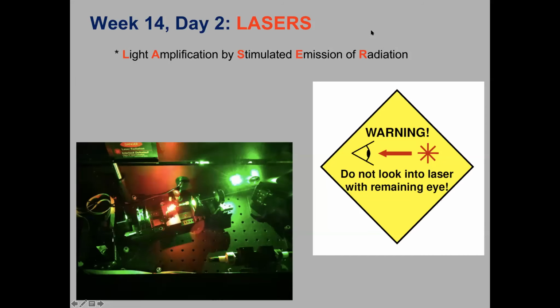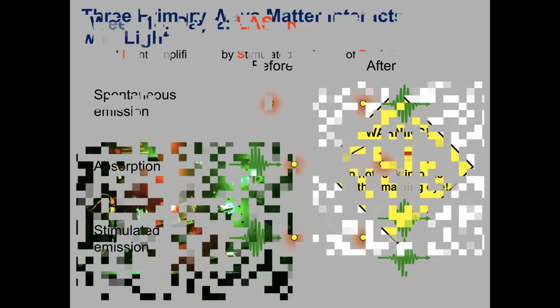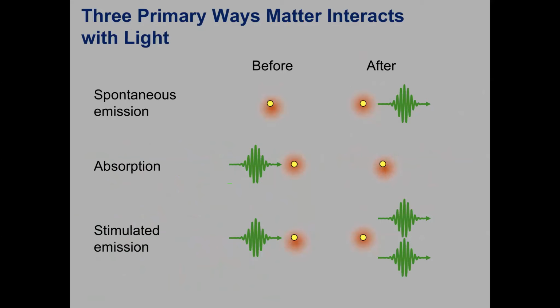All right. As we move forward on this last topic of lasers, where do we start? So here's what I want to remind you of from earlier in the course. Remember that there are three primary ways that matter interacts with light. They're called spontaneous emission, absorption, and stimulated emission. So, a brief review.